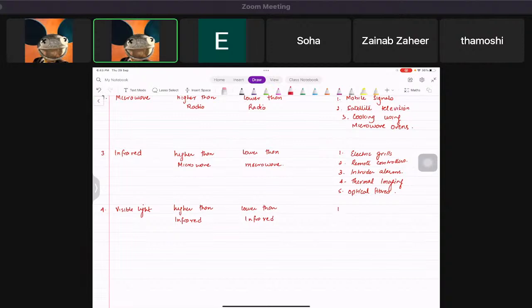Visible light is basically used to see, which means for vision, of course. The second thing is for photography and also illumination. It has very few uses though.